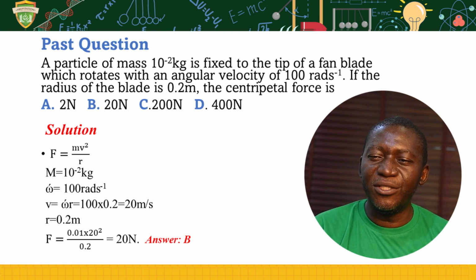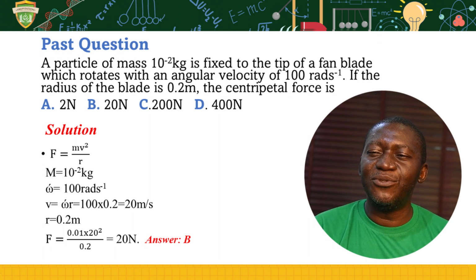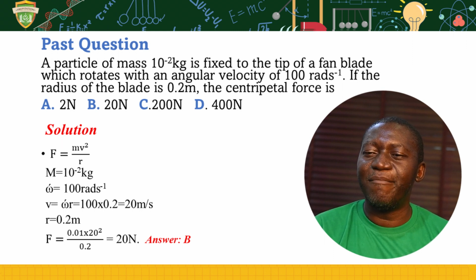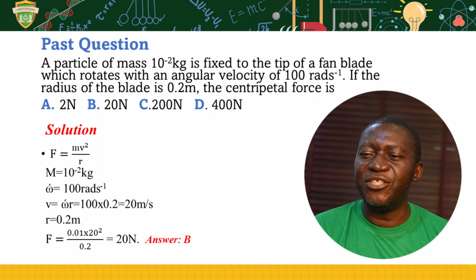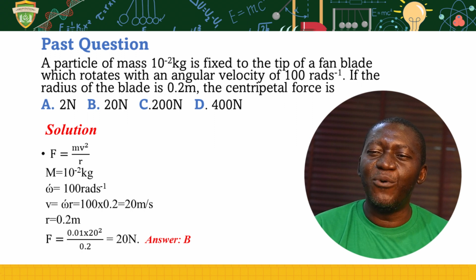But before we got this, we needed to calculate our velocity first. Our velocity is given as angular velocity multiplied by the radius. So that will be 100 radians per second multiplied by 0.2, which gives you 20 meters per second. That is how we were able to get the value for our velocity, which we substituted into the equation for centripetal force, mv squared all over r.